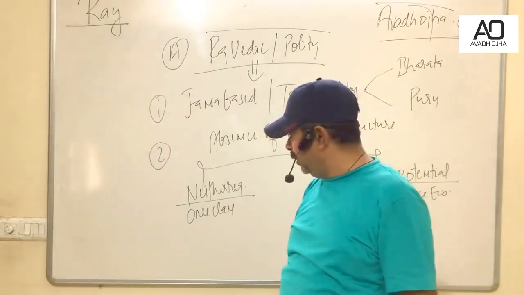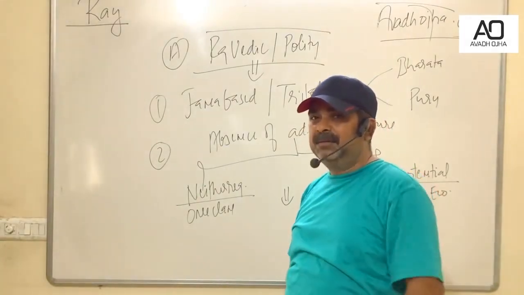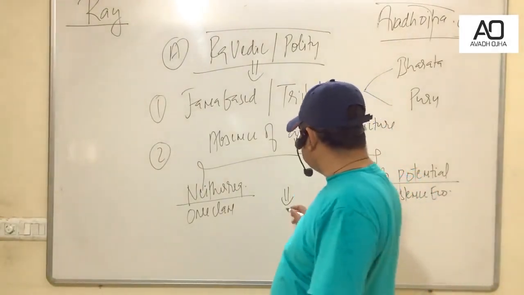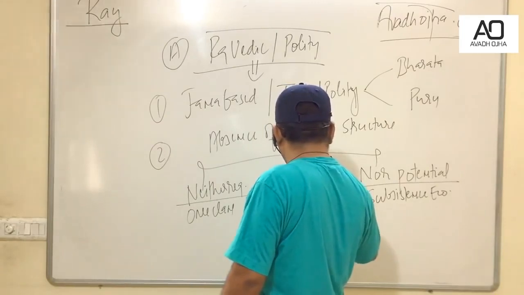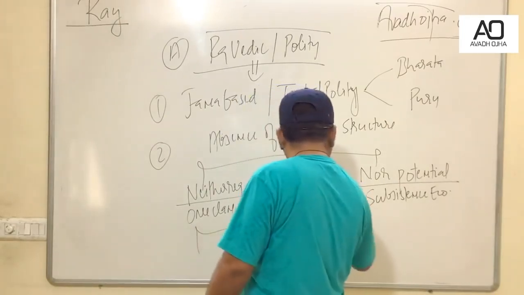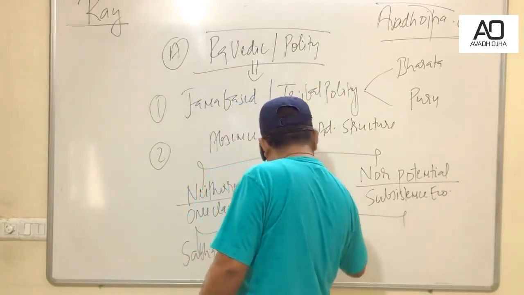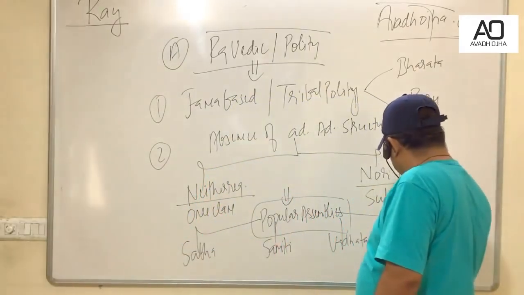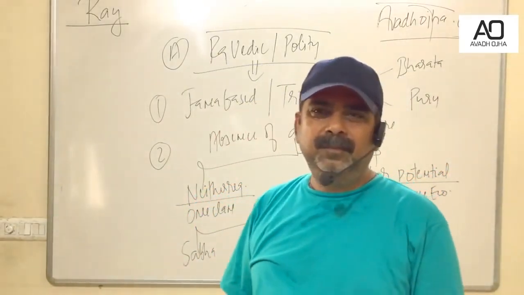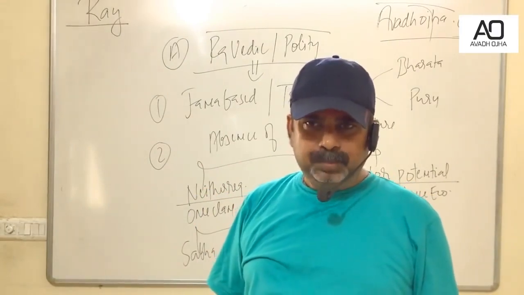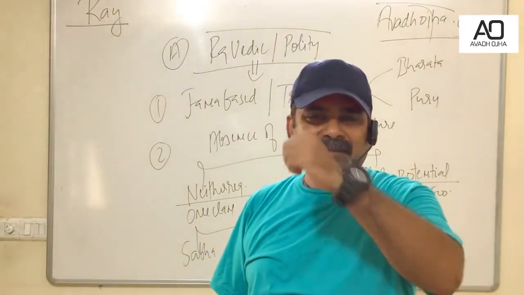But then administration has to go on. Who will run the administration? Popular assemblies. Today also you see panchayats in villages. Sabha, Samiti, Vidatha, Gana: Sabha and Samiti were the prominent assemblies.